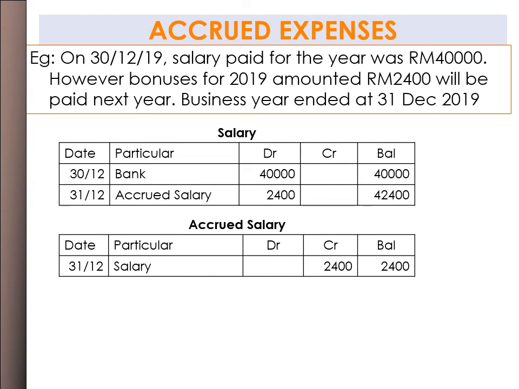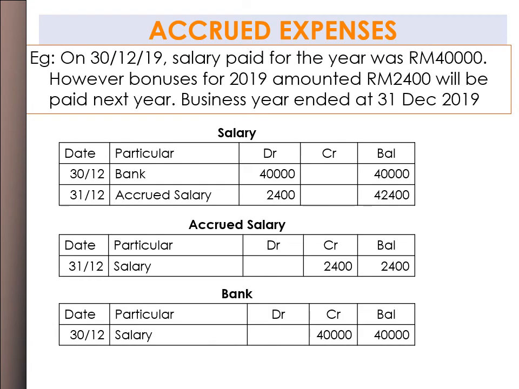So your accrued salary becomes your current liability that will be shown in the statement of financial position, accrued salary 2,400 ringgit. And of course, the bank account has been reduced by 40,000 because you paid the salary.